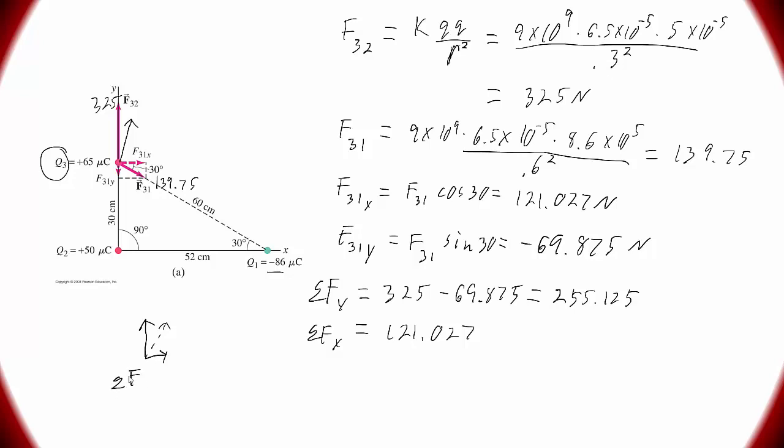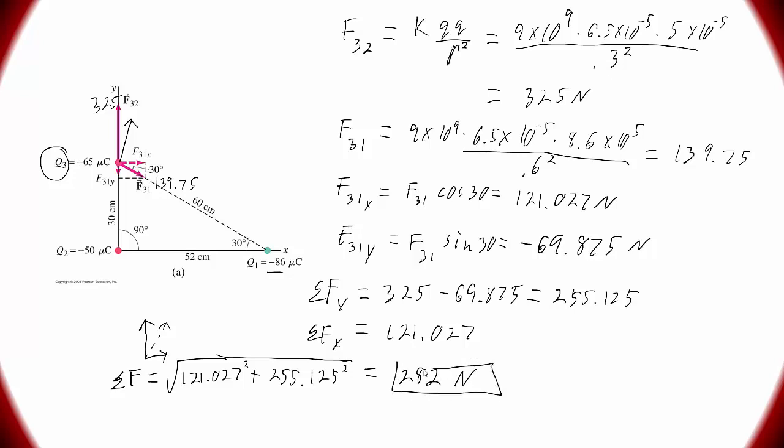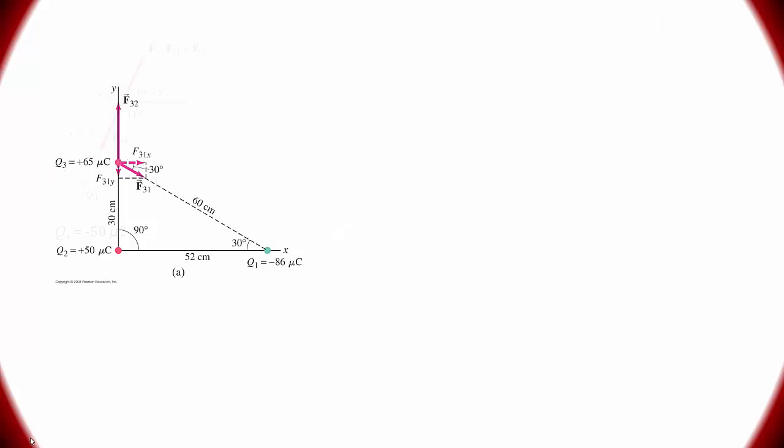So the net force is going to be the square root of 121.027 squared plus 255.125 squared, and that is going to give us about 282 newtons of force. If we wanted to find the angle, we could do that. Inverse tangent of 255 over 121 works out to be about 65 degrees from the horizontal right here. 65 degrees. All right, one more little step we're going to add to this problem.